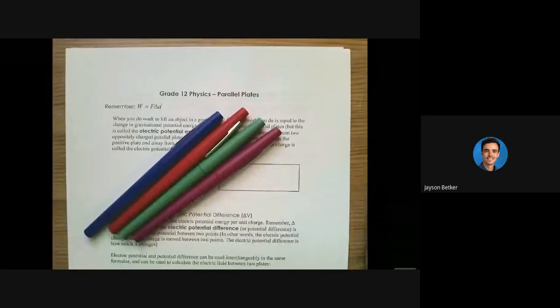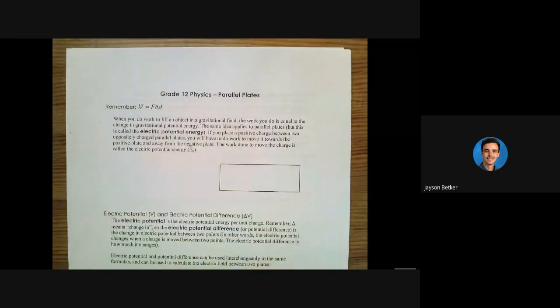So what is a parallel plate? It is basically just two parallel charged surfaces sitting next to one another. And they can either have the same charge or they can have opposite charges. And depending on what the charge is, will affect how a charge passing through them or placed in between them will be affected.